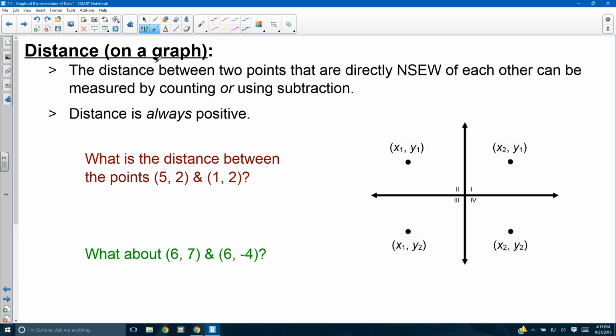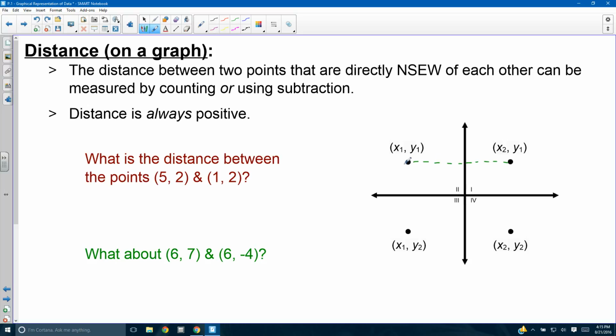Okay, distance on a graph. The distance between 2 points that are directly north, south, east, or west of each other can be measured by counting or by using subtraction. So what does all that mean? Well, if I want to find the distance between, like, say, these 2 points right here, you can tell this is x1, y1, and this is x2, y1. Well, the fact that these two y's are the same y value based on the subscript being y1, that means they're the same height, which means these are east and west of each other. Exactly. And if they are, that means that there's a counting measure that you can have.